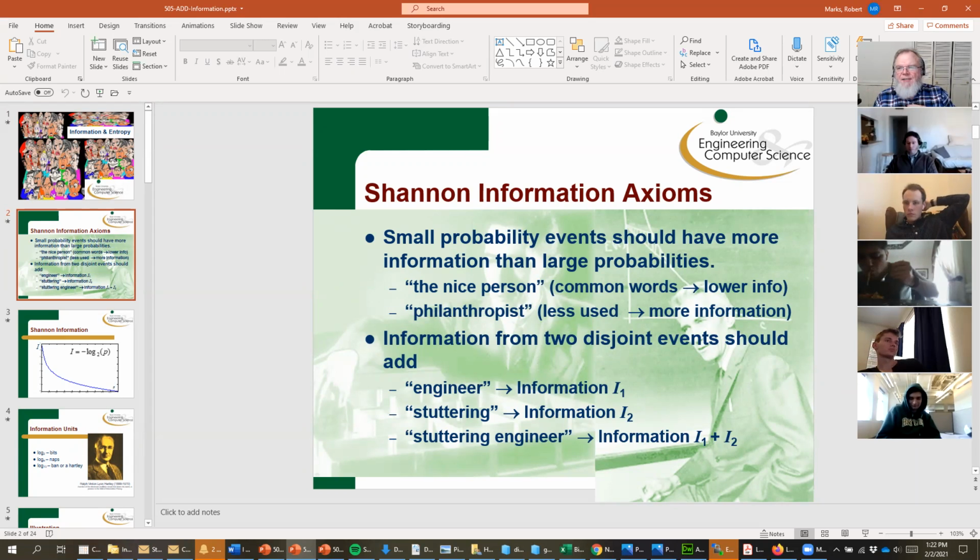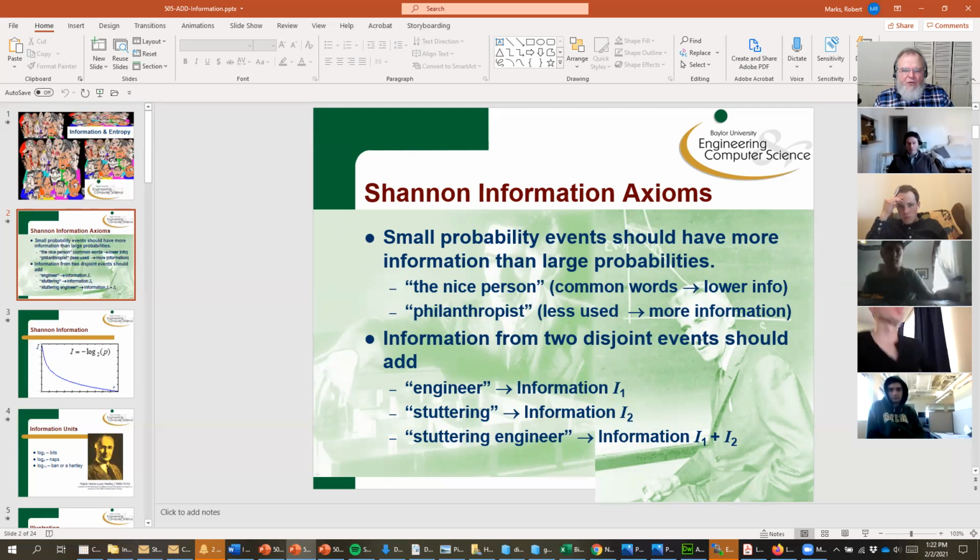So Shannon was interested in the definition of information related to communication. He thought a little bit and asked, what does information tell us in general? One of the things he thought was small probability events should have more information than large probability ones. If you say somebody is a nice person, that's very general, not a lot of information. If you say somebody is a philanthropist, that description is less used, so you would have more information.